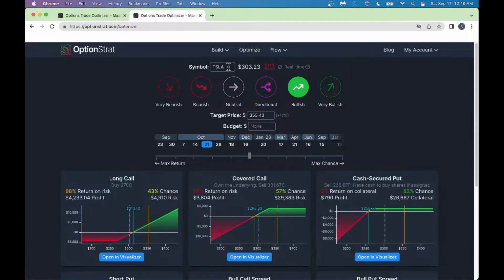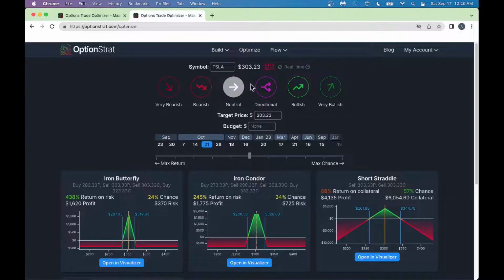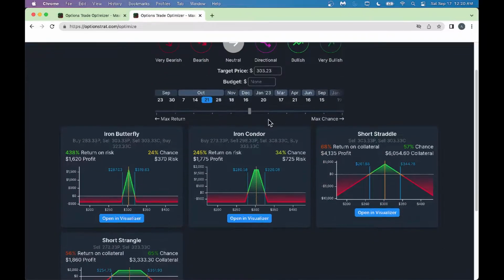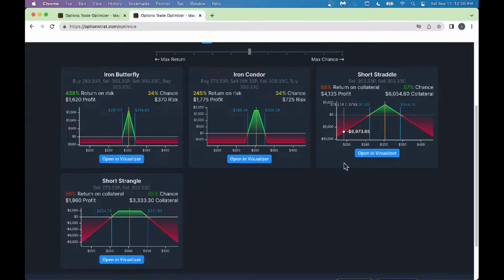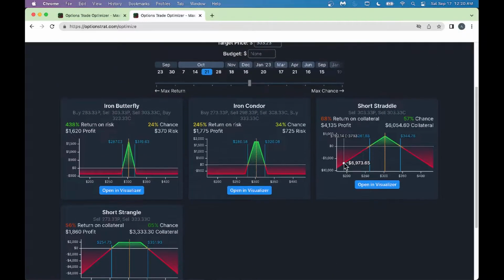Tesla is one of my favorite stocks of late because it moves so much you can make some good money. Look, for example, you may be neutral. Click on neutral if you have a neutral bias. And look, we got neutral strategies. We got iron butterfly, iron condor, short straddle, and a few strategies like strangle. Look, keep watch on chance of profitability here. 24%, not worth your money, not worth your time. 34%, it's okay, not great.